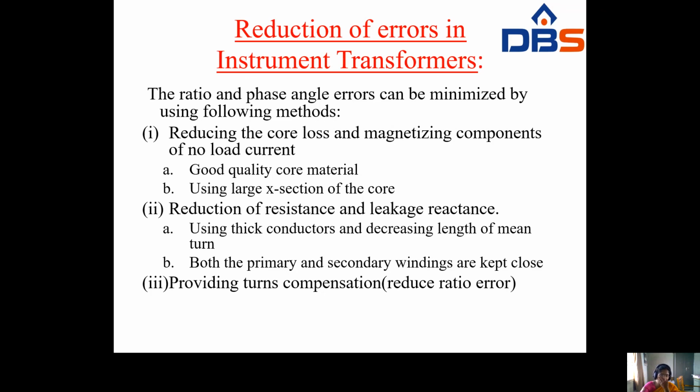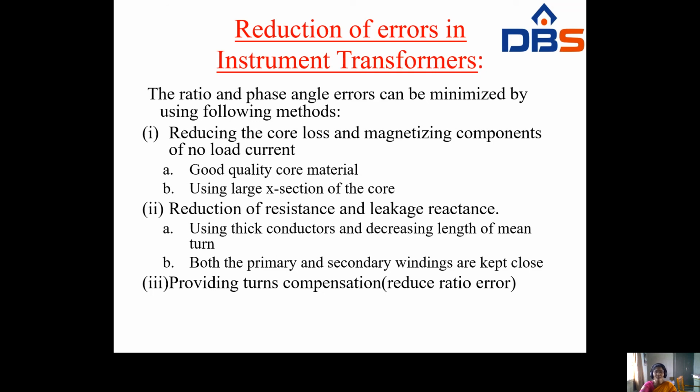Okay, so next you have to see reduction of errors in instrument transformers. In which ways can we reduce these errors, the ratio errors or phase angle errors? You have to use the following methods. First, reduce the core loss and magnetizing components of no load current. Whenever you reduce the core loss component as well as the magnetizing component, you reduce the ratio errors and phase angle errors.